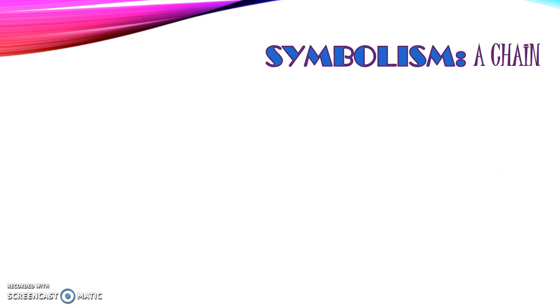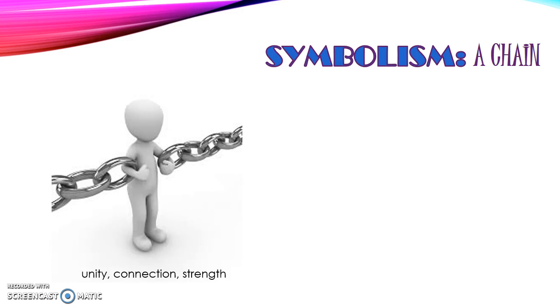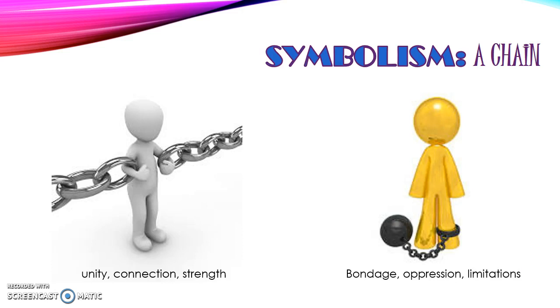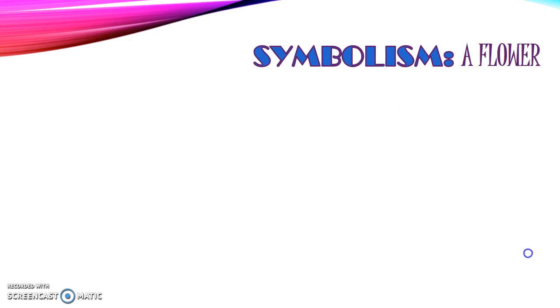For example, say you have a symbol that's a chain. So what kind of images does that create in your mind already? It could symbolize unity, connection, and strength, or bondage, oppression, and limitation. So it can be dependent on the style of the chain. If it's weak, if there's a broken link, is it being held together? Is it being used to bind or hold? So depending on the context of this particular symbol, it could change the meaning.